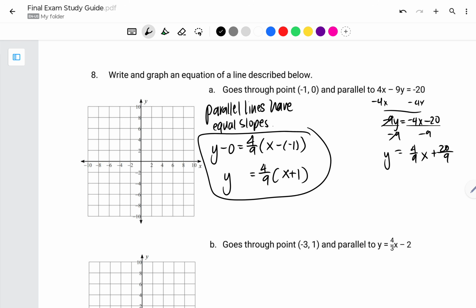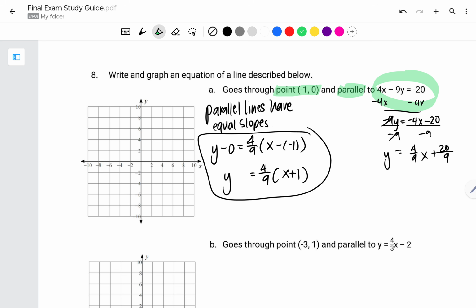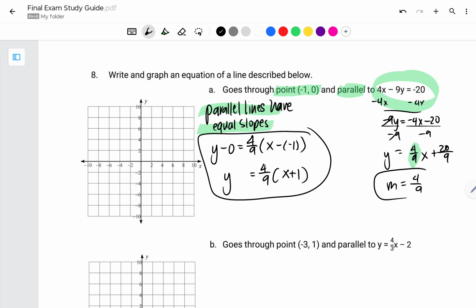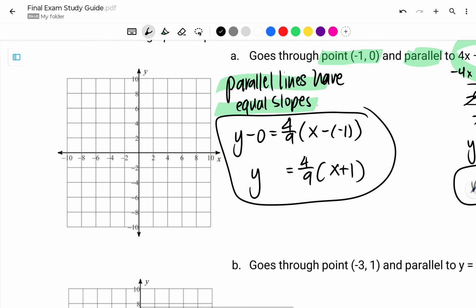Now we have the equation of a line, and now we got to graph it. It tells us that it's going through this point, and it's parallel to this line. I know parallel lines have equal slopes, and I just figured out my slope. The slope is going to be 4/9. So it's going to go through this point, -1 and 0. So I'm going to put the point there.